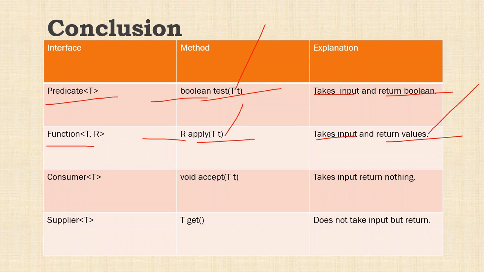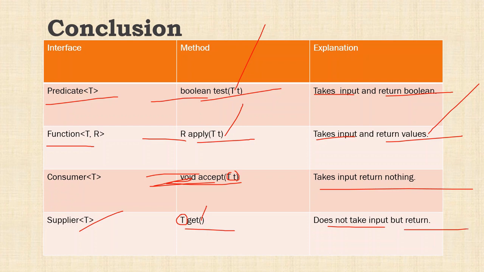In Consumer there is only one abstract method, which is accept. It takes one input and returns nothing. That means it's returning void here. Supplier interface is the fourth interface. There is only one abstract method, which is the get method, and it takes nothing and returns a value. So it does not take input but returns values. This is the conclusion of all four interfaces: Predicate, Function, Consumer, and Supplier.